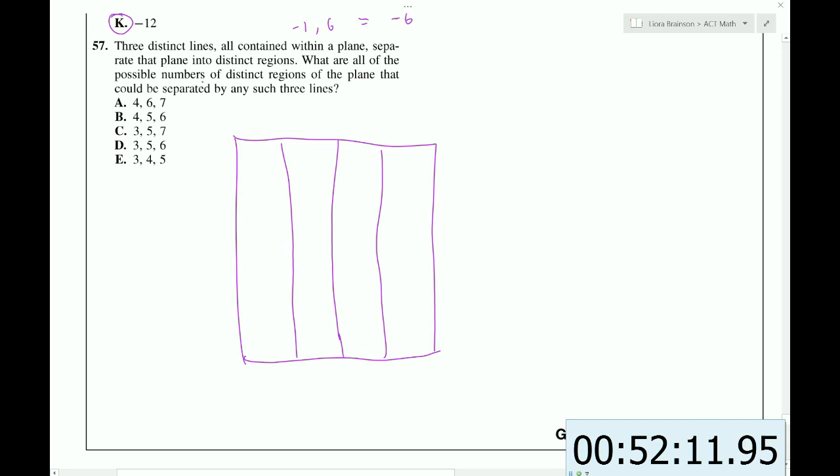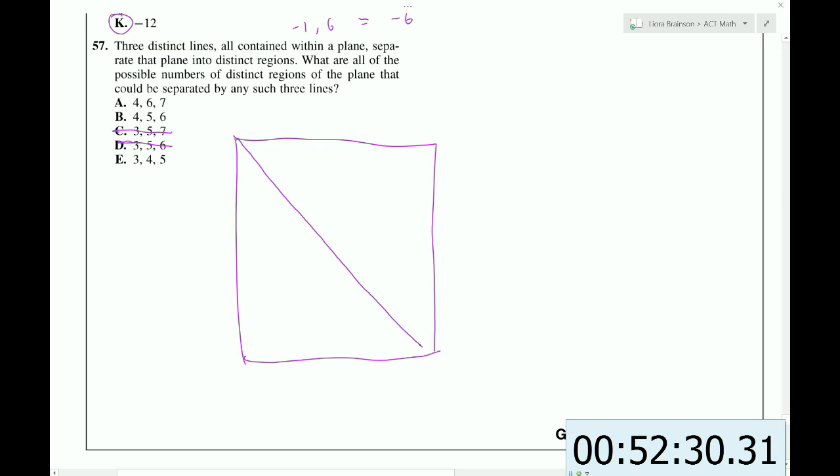What are all the possible number of distinct regions of the plane that could be separated by any such 3 lines? Okay, so this separates the plane into 4 distinct regions. So anything that doesn't have 4 has to be eliminated. Now I need to try a different configuration. So maybe this one cuts across here, right? So how many regions is that? About 6, right? So anything that doesn't have 6 has to go, which is this guy. So that brings us down to 2 choices.